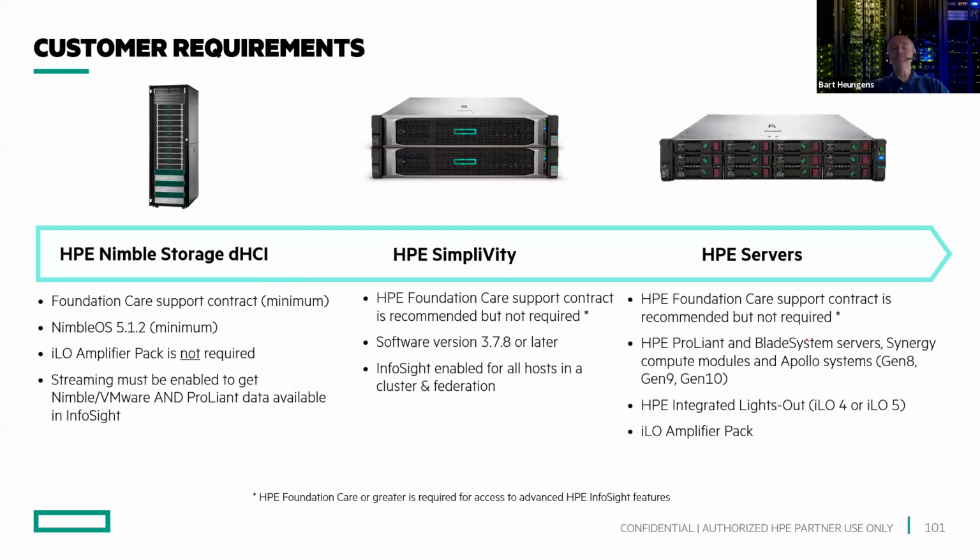For Nimble dHCI, just like with Nimble, you don't need anything. You just need Nimble OS 5.1.2. That's the minimum. The iLO Amplifier Pack is not needed. While there are DL380s in a dHCI stack, we don't need the iLO Amplifier Pack at this moment, because now the iLO information is captured by the Nimble array, and it's the Nimble array that will send the information to InfoSight.